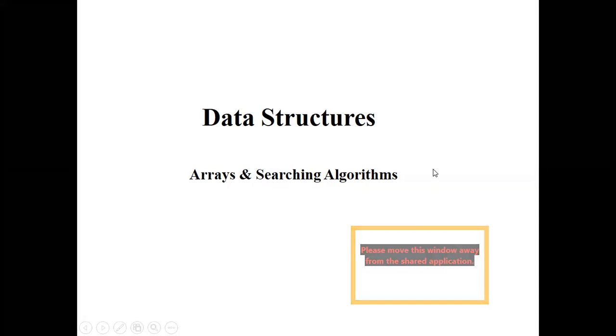So today we will discuss... Last time we had a discussion on arrays, linked lists, stacks, queues, and different types of those. So today we will discuss arrays and searching algorithms and how we search the data from the array in actual.